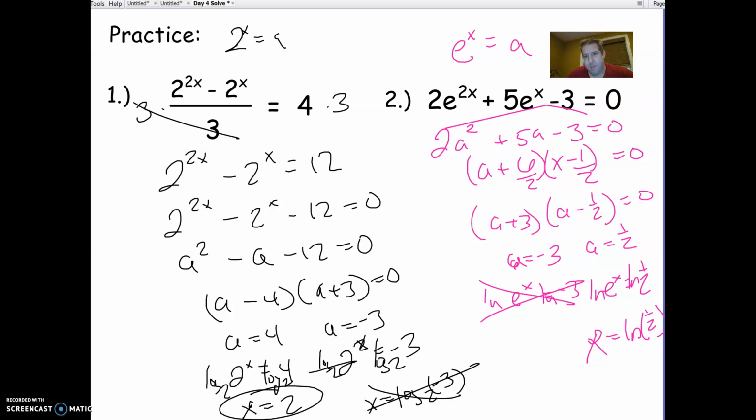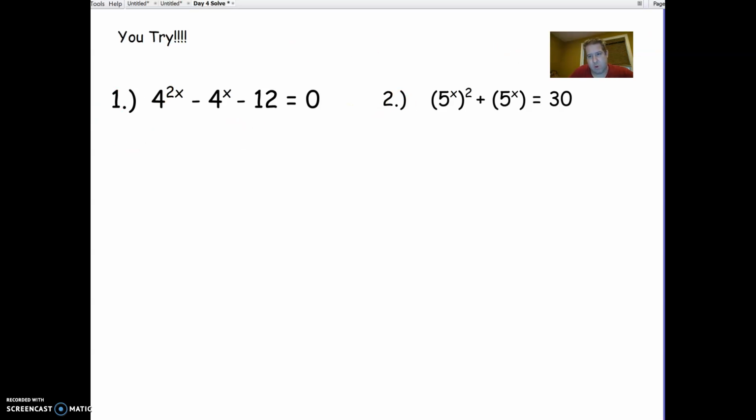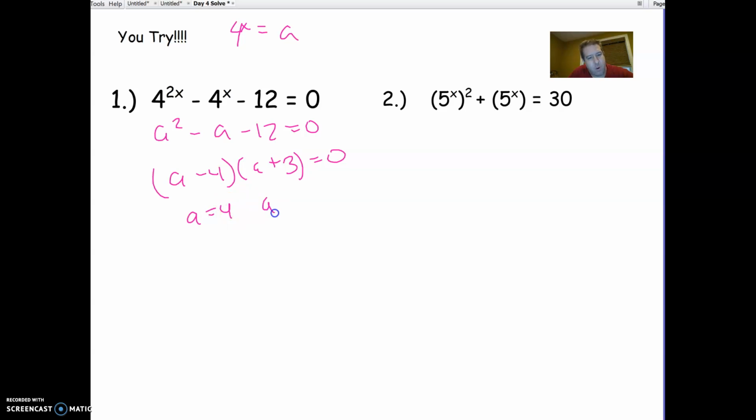All right, 2 more problems, and that'll be it. So for this question, I'm going to change 4 to the x equals a. So that would be a squared minus a minus 12. Factor it, gives you these 2 factors. And then you've got 4 and negative 3 as your 2 solutions. And then replace 4 to the x equals 4. So here x can be 1 because log base 4 of 4.